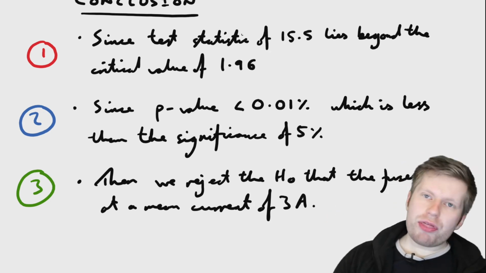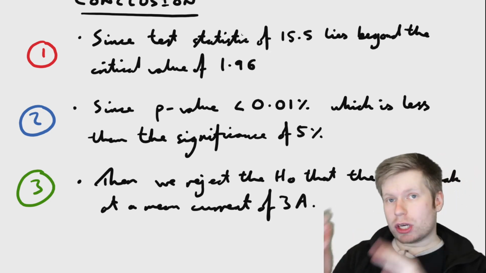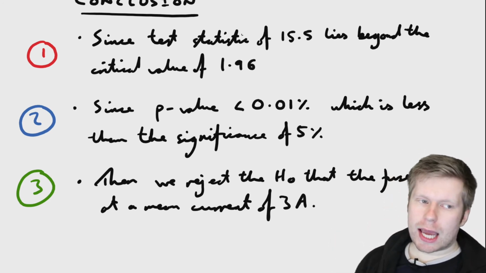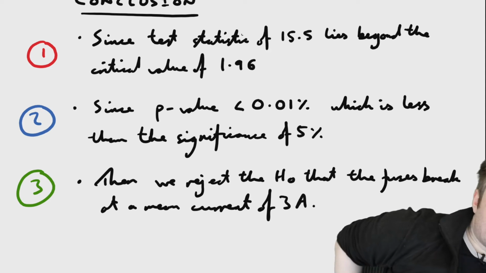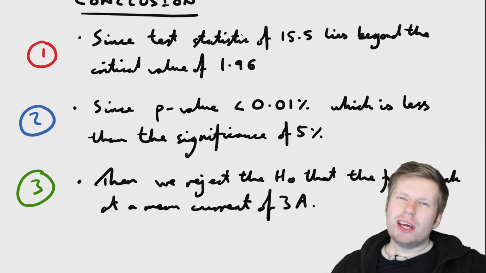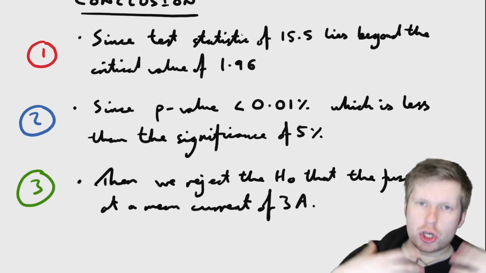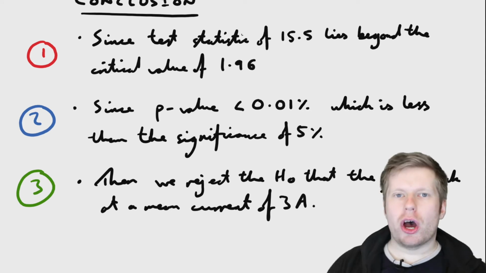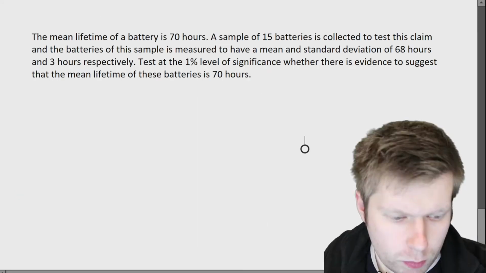Then the third thing is you actually say whether you fail to reject or reject the null hypothesis. And then you always put it into context with the question. It's not enough just to say, hey, look, we reject the null hypothesis. You actually need to say what that means. That's the job of a statistician. We talked about that in the first video. It's all about how you interpret statistics. So hopefully that makes sense.